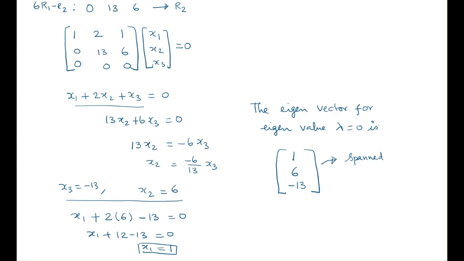So spanning of vectors are nothing but if you multiply this by 2, we'll have 2, 12 and minus 26. So that will be one another eigenvector. If I multiply by 3, we'll have 3, 18 and minus 39 to be another vector. Like that we can have infinite number of vectors and we call this as a spanning vector, right? So let us find out the eigenvector for the remaining values.